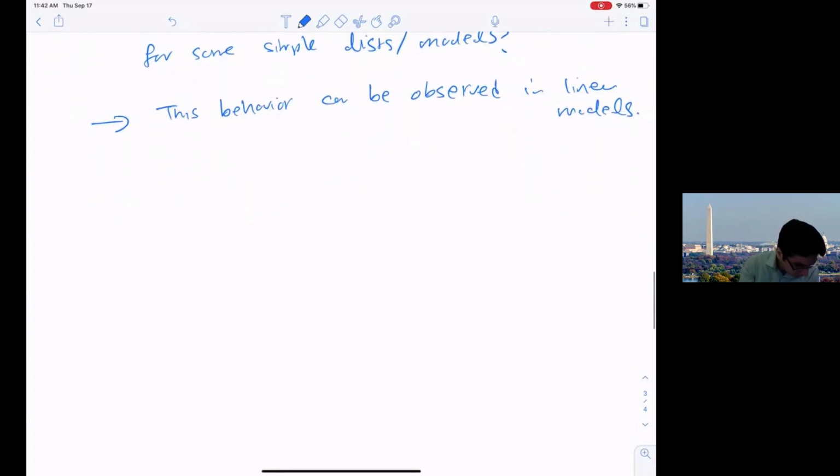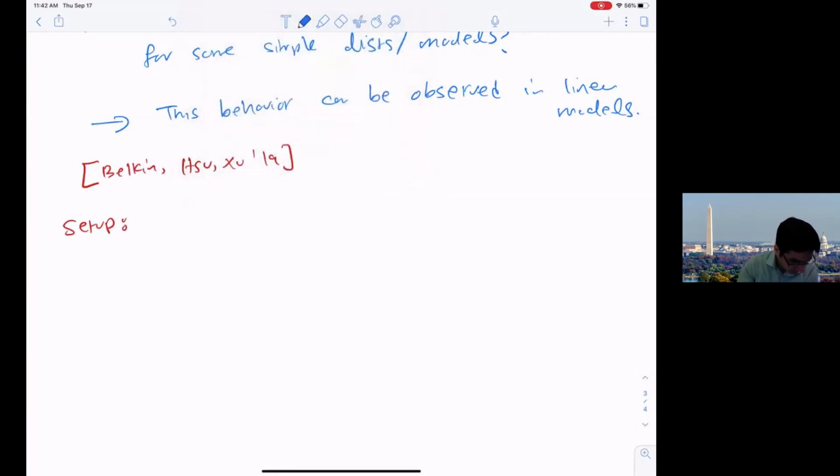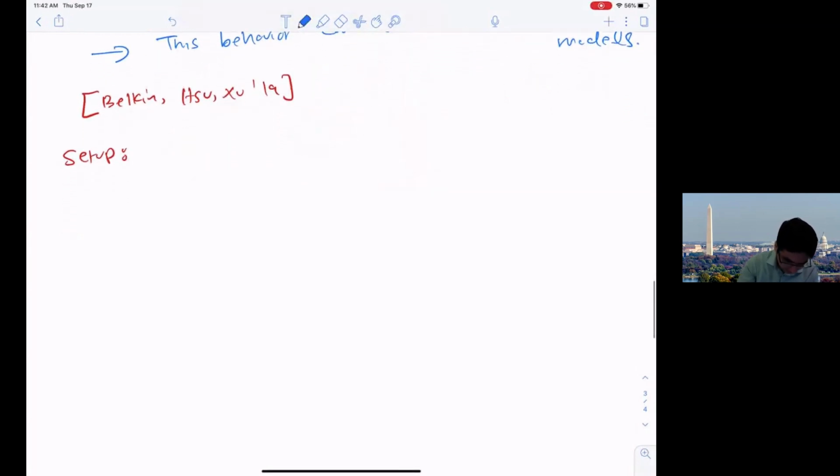So we'll look into the setup from a follow-up paper by a subset of the authors of the previous paper and some new authors, Belkin, Hsu, and Zhu in 2019. So this is the setup that they have considered. The setup is a very simple setup.